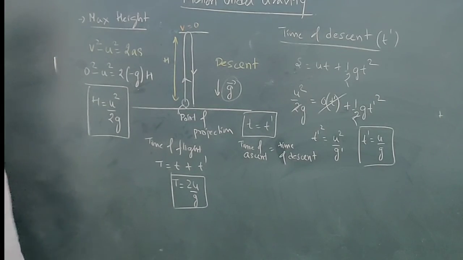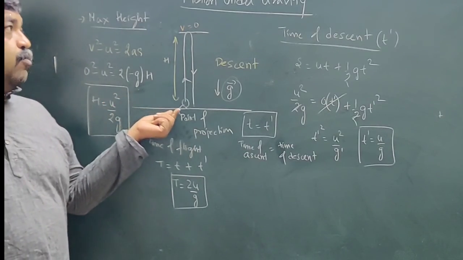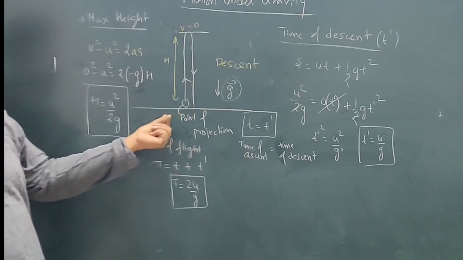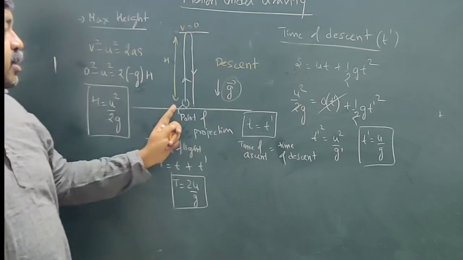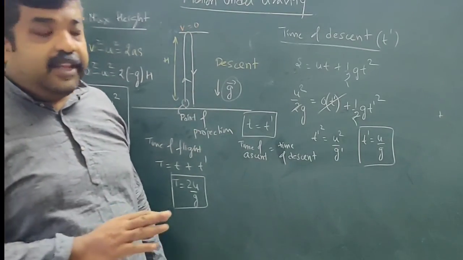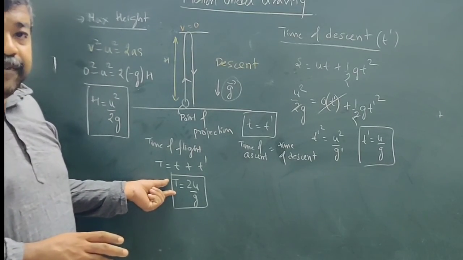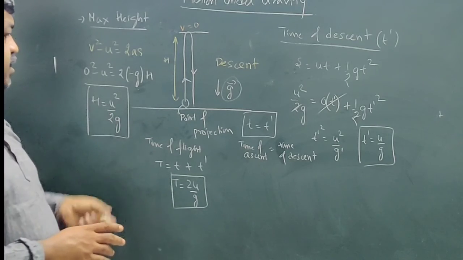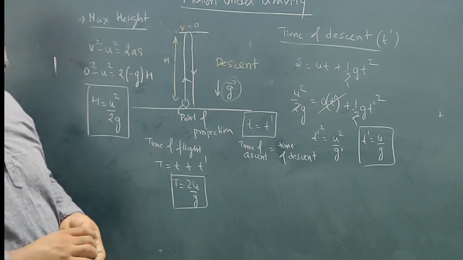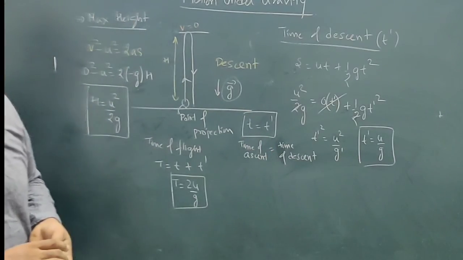So these are some of the important formulae related to motion under gravity. That is, when the object is projected vertically upward, it goes up and then comes down. The complete motion is under the influence of gravity. So we have the expression for time of flight as 2u/g, maximum height as u²/2g, time of ascent is u/g, time of descent is also u/g.